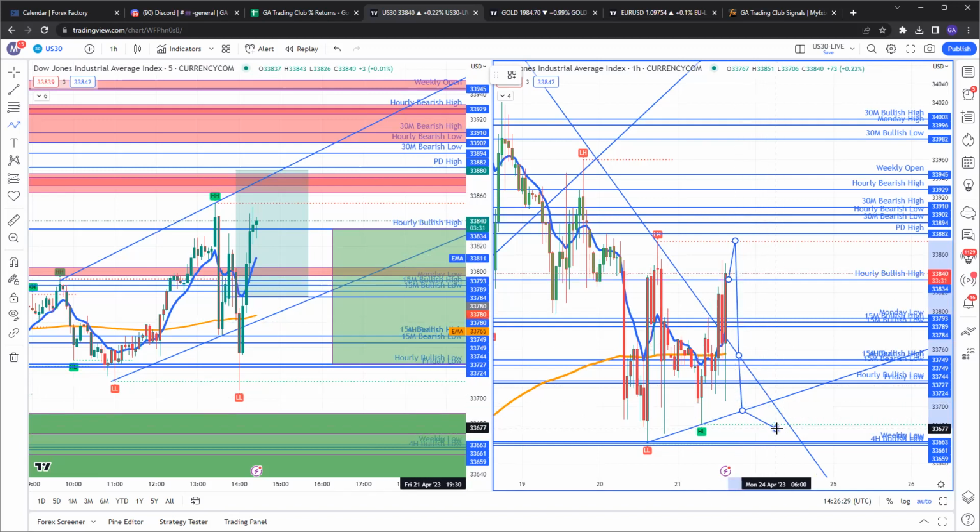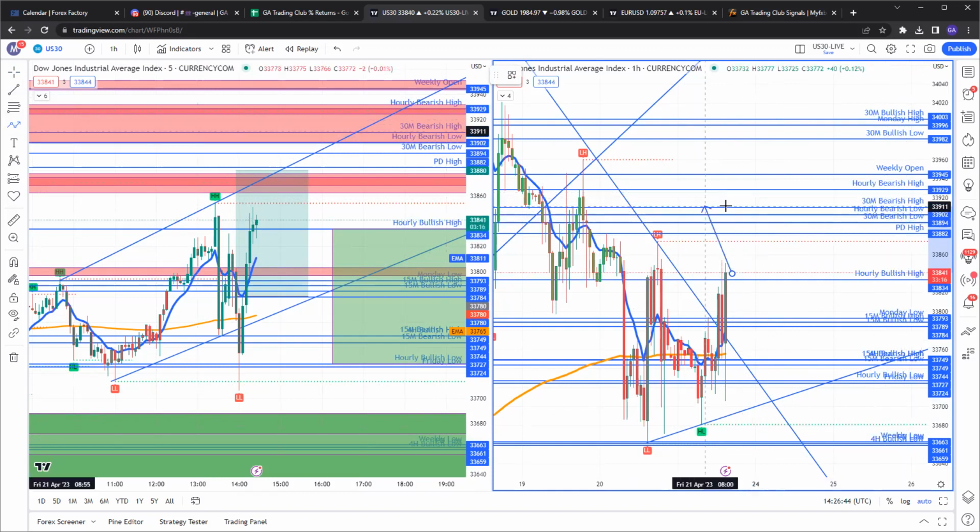What do I see happening? I see price going to the upside, trending to the upside. Let's see where price is likely to grab liquidity to come back down. We have an hourly bearish high here, a 30-minute bearish high, an hourly bearish low. So I do see a trend going maybe for the rest of the day, and maybe Sunday. This is what I see.